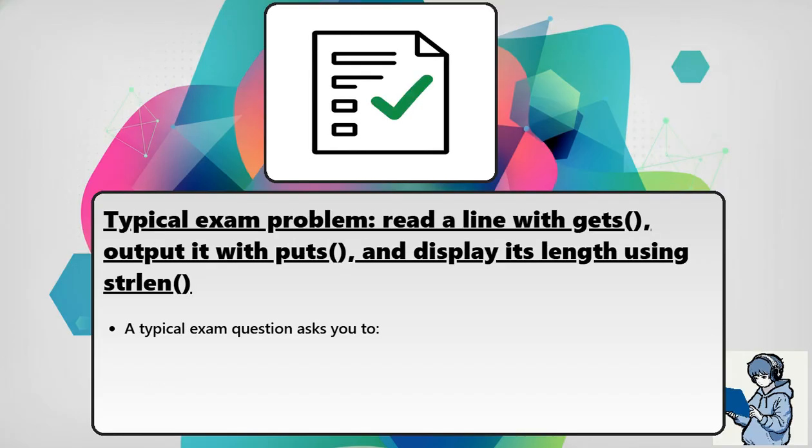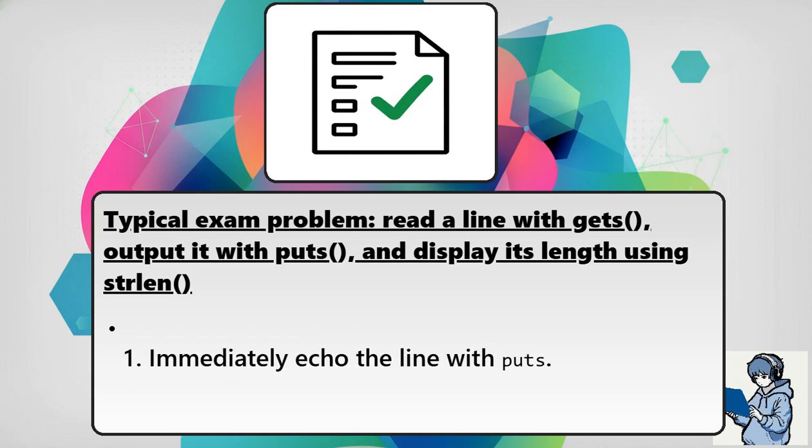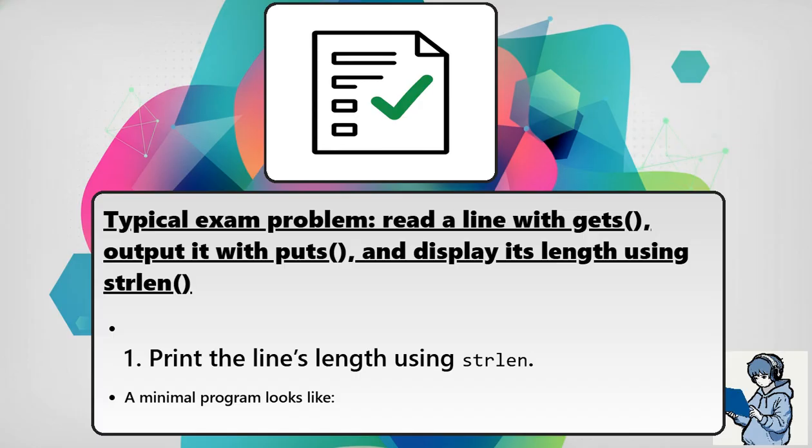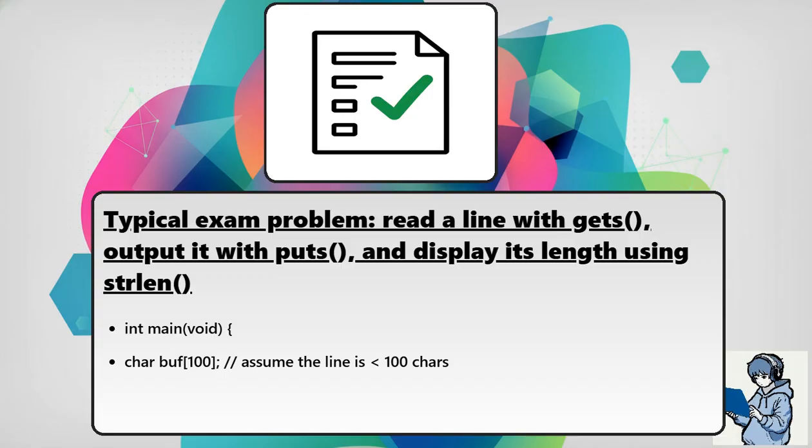A typical exam question asks you to read a line from the user using gets. Immediately echo the line with puts. Print the line's length using strlen. A minimal program looks like: #include <stdio.h>, #include <string.h>, int main(void) {, char buffer[100]; // assume the line is less than 100 characters.